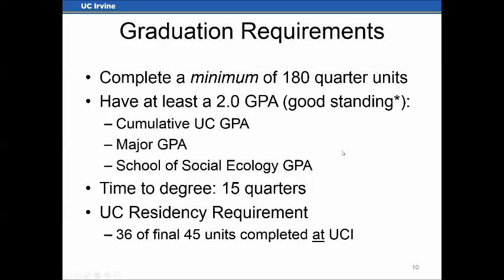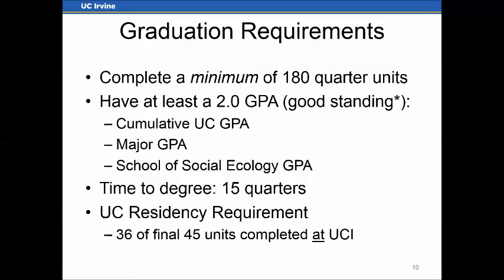Okay, graduation requirements. You need to complete a minimum of 180 quarter units, and have at least a 2.0, which is good standing, on 3 to 4 GPAs. Let me just detail them here. Obviously, your cumulative UC GPA, which is the same thing as your overall. Your major GPA, which consists of the courses that you're taking in your major specifically. We also look at that GPA.